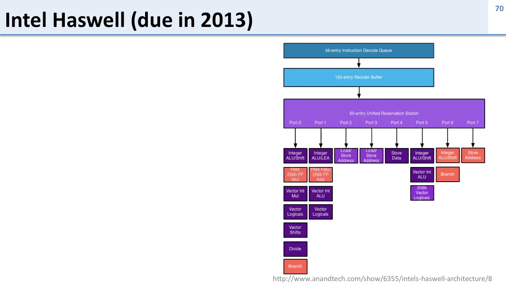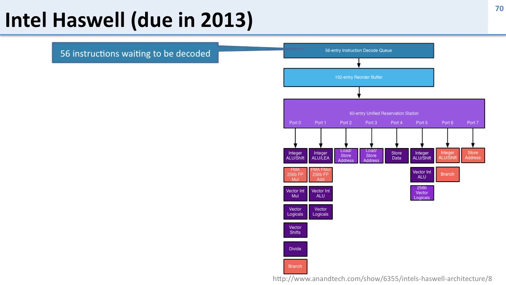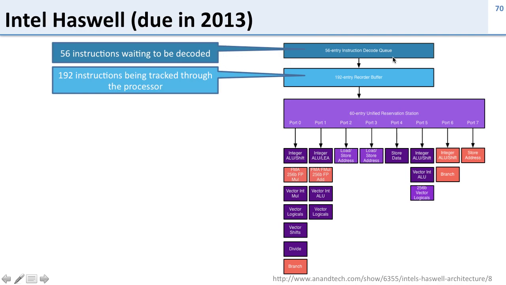So let's take a look at Intel's Haswell processor. This is due later in 2013. And here's a picture of how it looks. At the top here we have 56 instructions in the decode queue. These are 56 instructions waiting to be decoded. We then have 192 instructions that are being tracked. So the processor is keeping track of 192 instructions that are running in the processor.